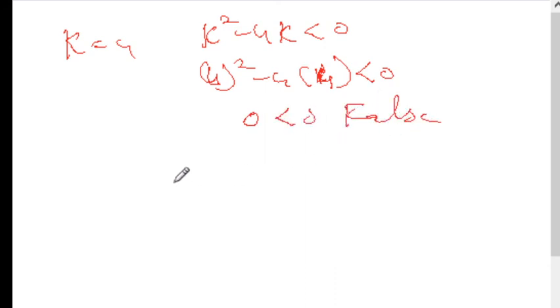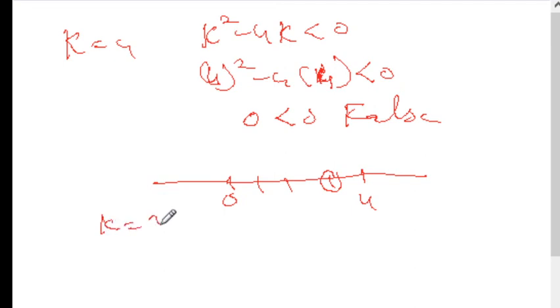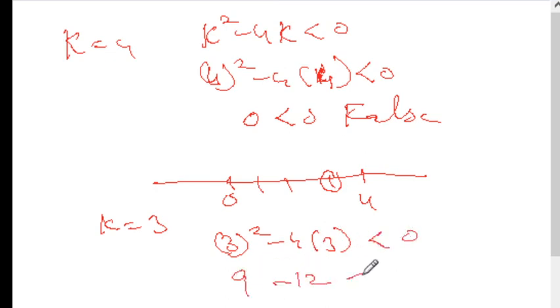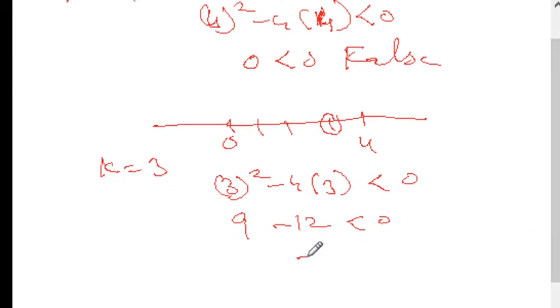So it means I need to check values in between. 0 is not the result, 4 is not the result. Check here 3, 2 and 1. I'm checking 3. If k is 3, then 3 square minus 4 into 3 less than 0. It's 9 minus 12, which is minus 3, and of course that is less than 0.